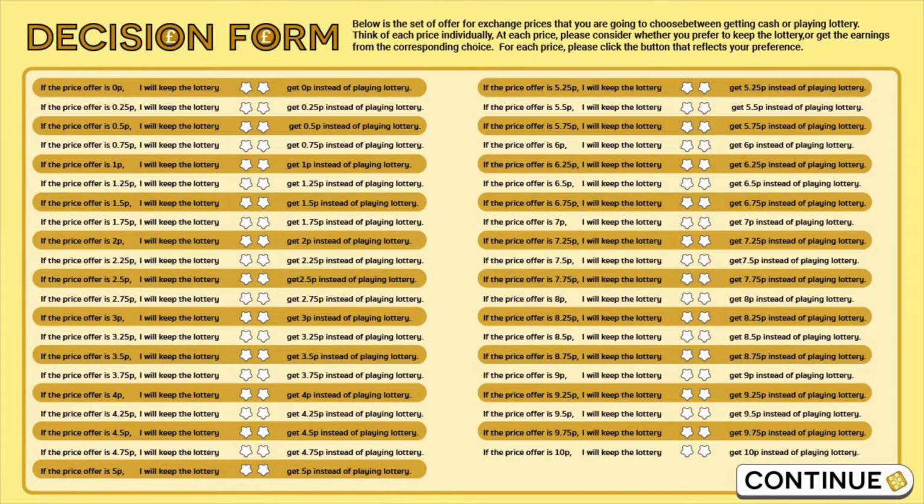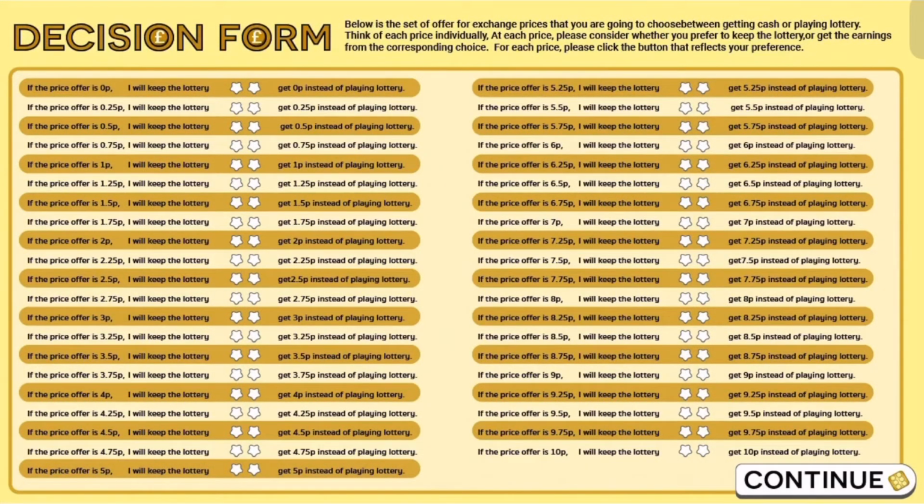The questions ask, if the price offer is £0, you have to ask yourself whether you are going to keep the lottery or exchange it for the corresponding amount. If you feel that this lottery is worth more than £0, then you have to choose to keep the lottery. Then you have to click on until you feel that the corresponding amount offered is greater than or equal to the lottery as given. In this case, I personally feel that this lottery is worth about £3.25. So I'm going to click choosing lottery, which is the left button, until £3.25 onwards.